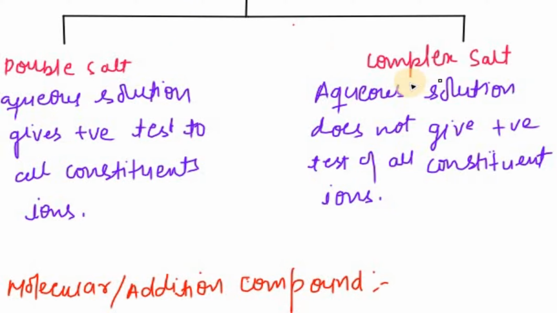And in complex salt, the aqueous solution doesn't give a positive test for all the constituent ions. So whatever ion is inside the complex salt, it doesn't give the test of it. But in case of double salt, every constituent ion gives its test.